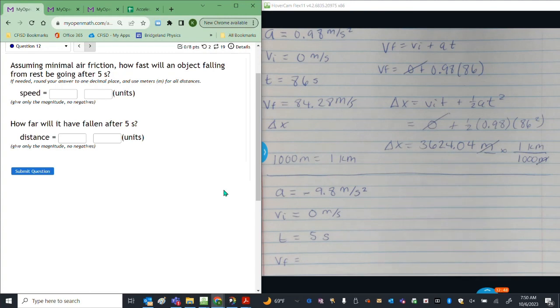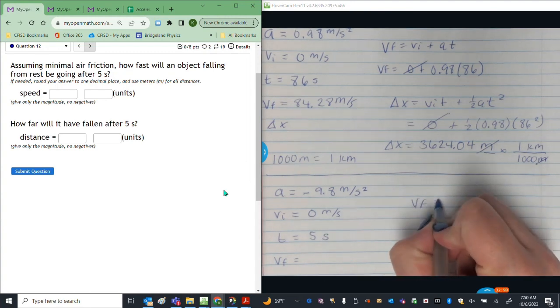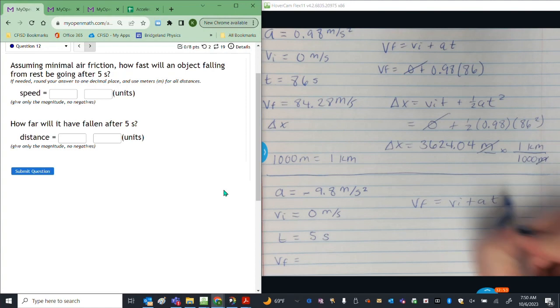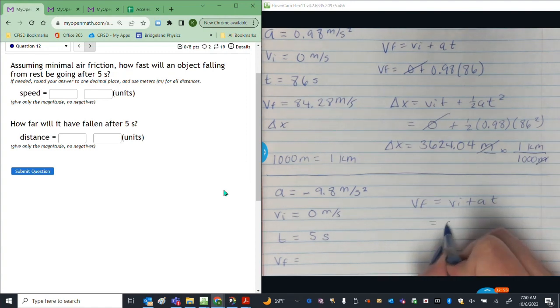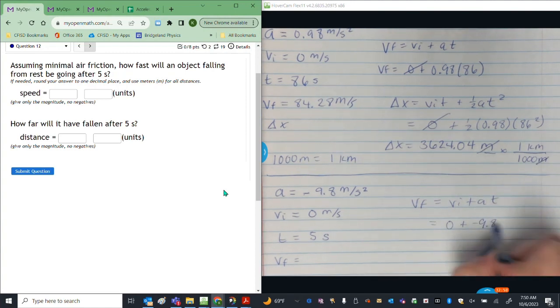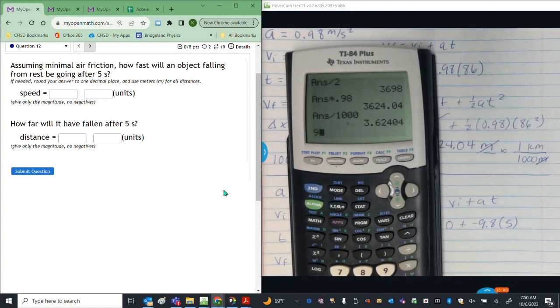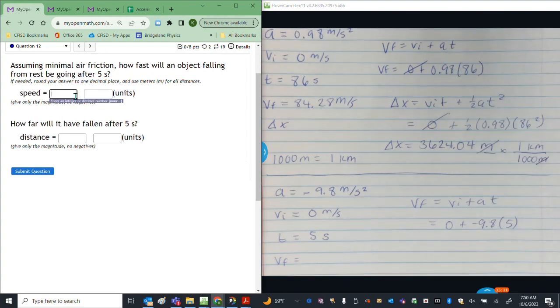Same equation we've used a handful of times: VF equals VI plus A times T. VI is 0, A is negative 9.8, time is 5. So it's just negative 9.8 times 5. You're going to get negative 49, but because it's asking for speed, I don't want to put the negative in my answer. So 49 meters per second is how fast it's going. The direction it's going is down, that's what the negative sign means, but it doesn't want that here. It even says give only the magnitude, no negative, so it gave you a hint as well.